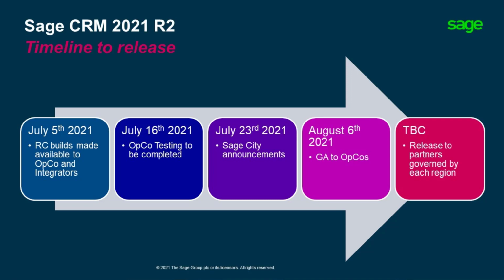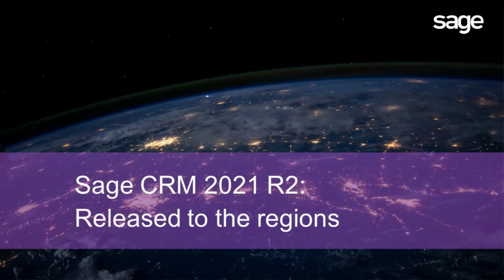Each Sage region is responsible for scheduling the release of the software in their territory because the needs of different accounting integrations all have to be taken into account. As a consequence, the local release date of the software is down to each local Sage team. So please contact your local Sage support team and product management team to check when they're able to give access to the software to partners.